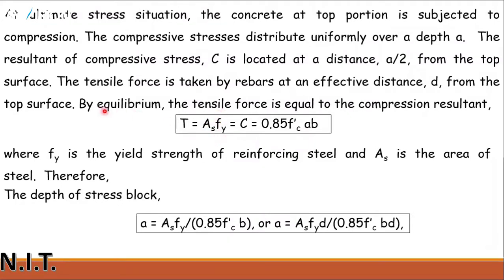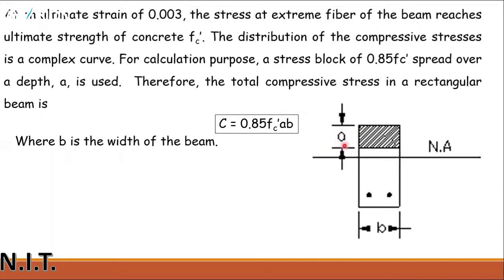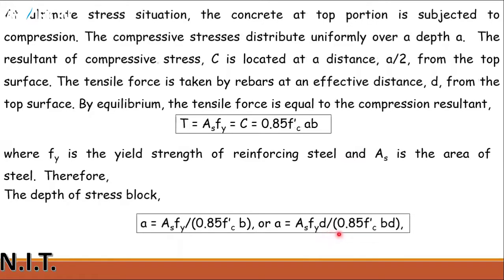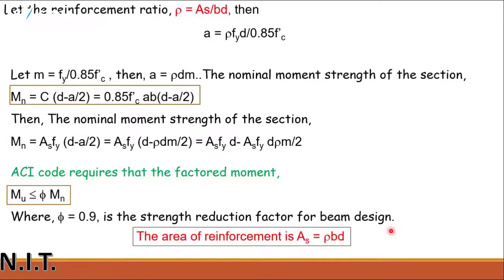In the case of equilibrium condition, when these two stresses combine together, the small a, which is the depth of this compressive stress, equals As fy over 0.85 fc' b, where As is the area of steel, fy is the yielding strength, 0.85 fc' is the compressive strength of concrete, and b is the width of the beam. Clear?